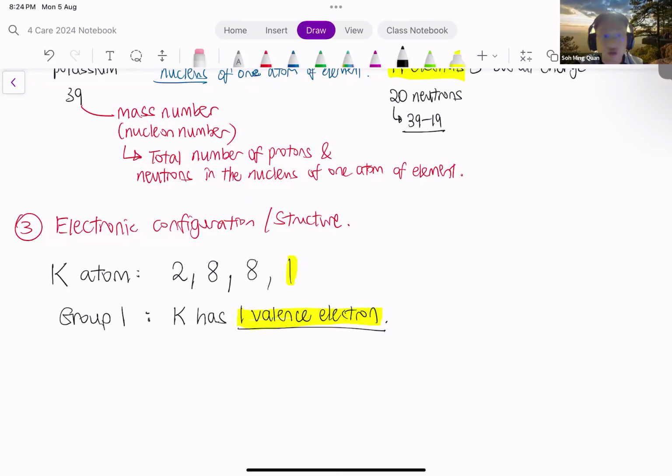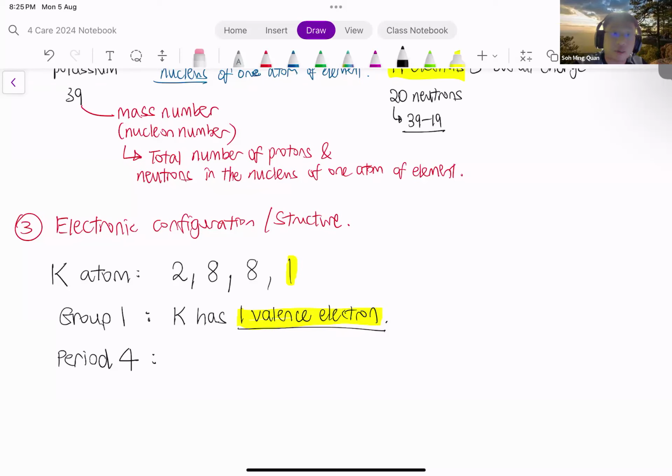Now, besides group, which is top to bottom, group 1, group 2, and so on, we also have period. In a periodic table, the period goes from left to right. Potassium is in period number 4. How do we work out that it's period number 4? So group was the valence electrons.